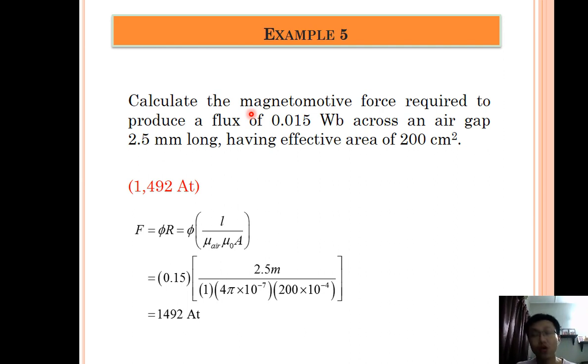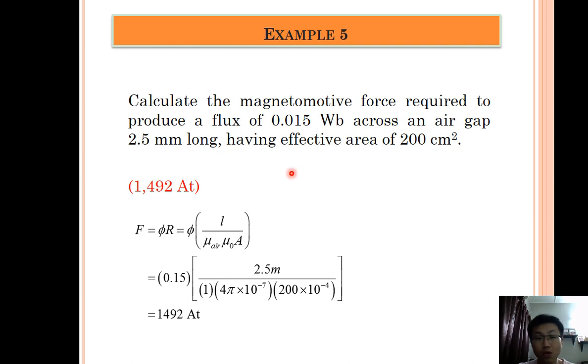Calculate the magnetomotive force F required to produce a flux of 0.015 Weber across an air gap 2.5 mm long, L, having an effective area. Effective area means the area that takes effect. Usually when we consider the fringing effect, we need to recalculate the area. We have a common area, then we have an effective area of 200 centimeter square. So the answer is 1492 ampere turns.